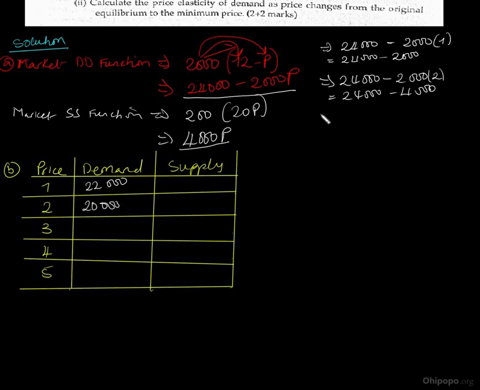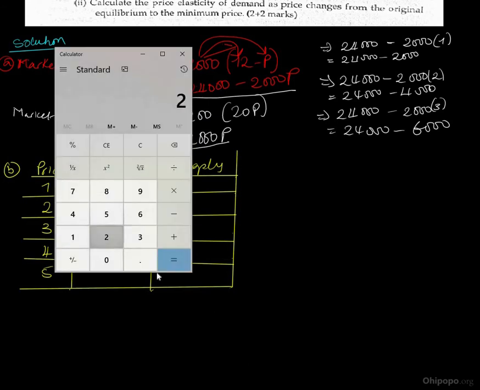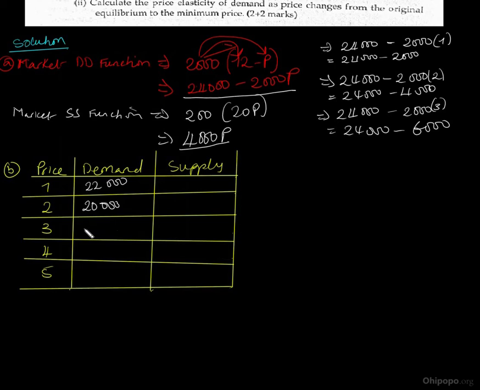At price 3, the same demand function, 24,000 minus 2,000 P. The P now becomes 3, which is equal to 24,000 minus 6,000. What's 24,000 minus 6,000? It is equal to 18,000. So here we now have 18,000.